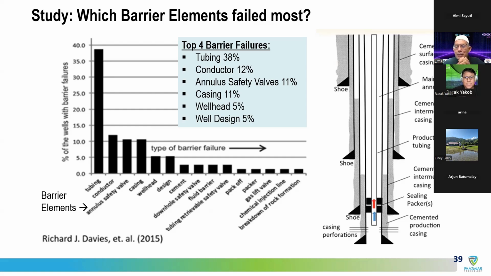But nowadays we have metal to metal seals, which are going to help a lot with the life of the wellhead. Well design is also the same thing. Well design means everything from the casing, the tubing, as well as the wellhead. So it's more overall. Okay, so let's study. Tubing is the worst.